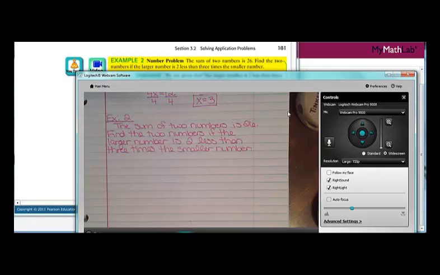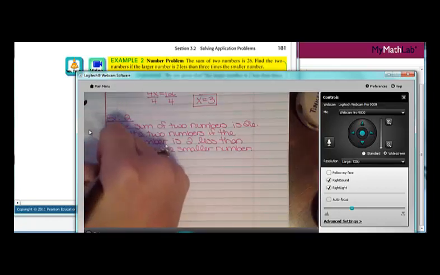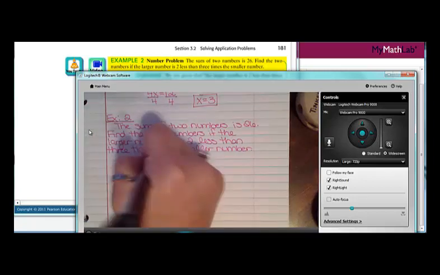It says the sum of 2 numbers is 26. So we have 2 numbers, and sum means we're going to add them. Okay? So it says find the 2 numbers if the larger number is 2 less than 3 times the smaller number. Okay, that is a whole lot of information. So let's focus on the first line. It says the sum of 2 numbers is 26. So we know from the question we have a larger number and a smaller number.